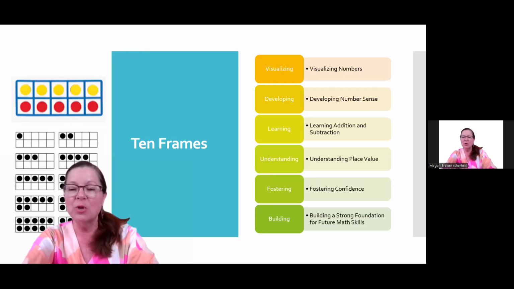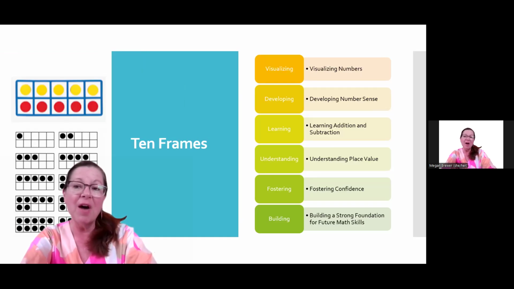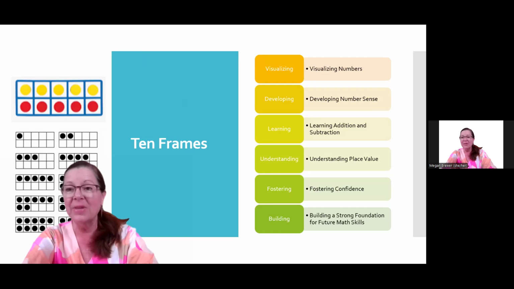Learning addition and subtraction. 10 frames make it easy to visualize addition and subtraction problems. Children can physically manipulate and move the counters on the frame to represent the problem and see the result. They can also explore the relationship between addition and subtraction, like seeing that 5 plus 3 equals 8, and 8 take away 3 equals 5.